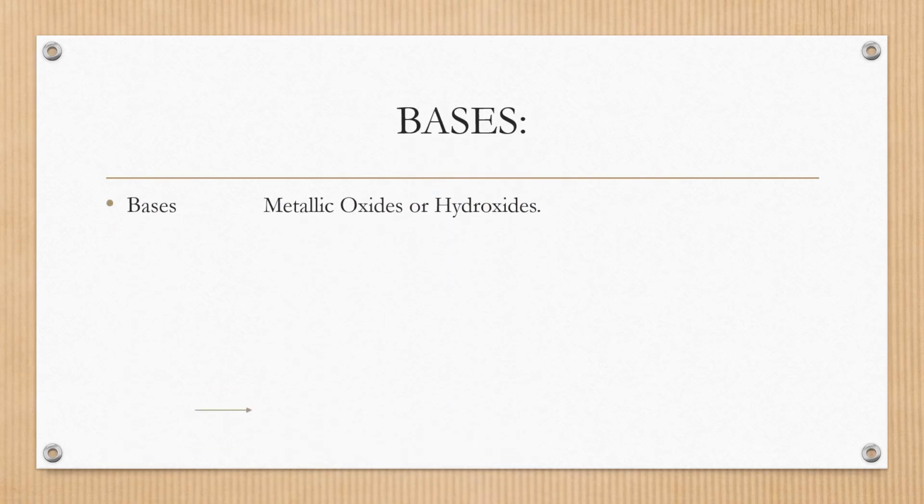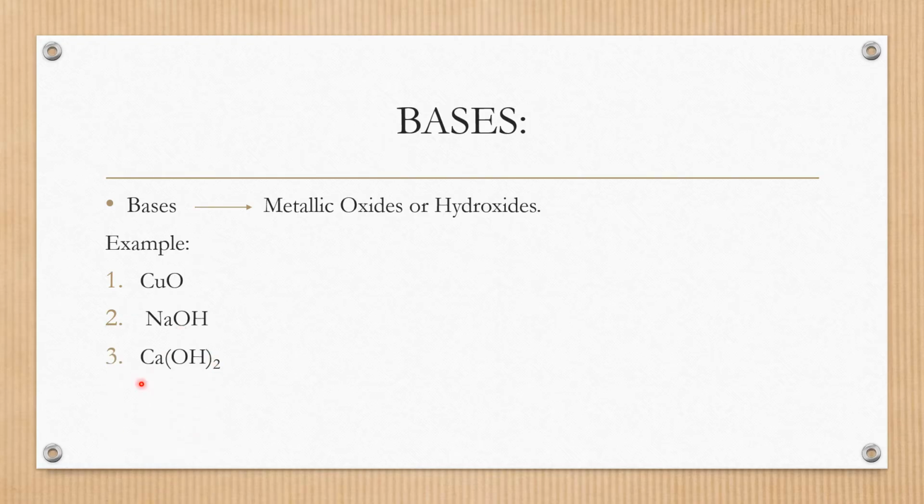Okay, and then we term the bases as metallic oxides or hydroxides. Okay, the examples are copper oxide, as we know, NaOH as we saw in the previous slide, and then calcium hydroxide.